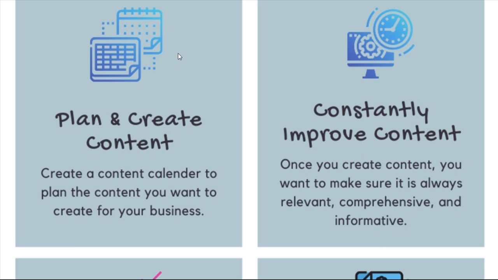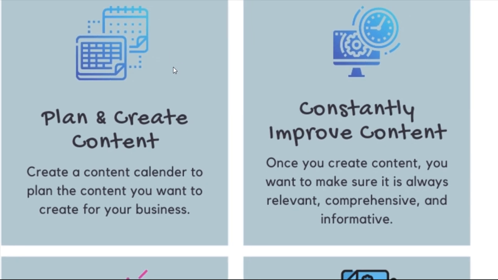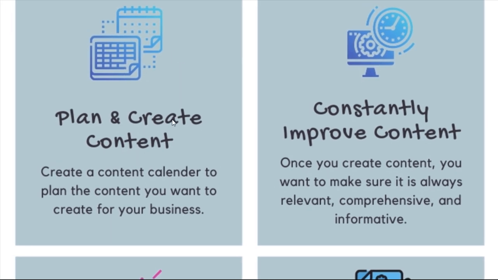So after you do your keyword research, what you want to do is actually plan the content that you want to create, and you can do that by creating a content calendar, and then constantly improving content. So once you publish something, you always want to keep it improved, and you want to make sure that everything is up to date, relevant, comprehensive, and informative. So all of that is really important for the success of your content in search engines.